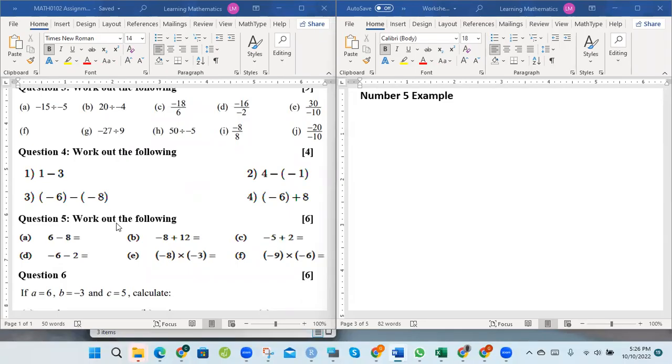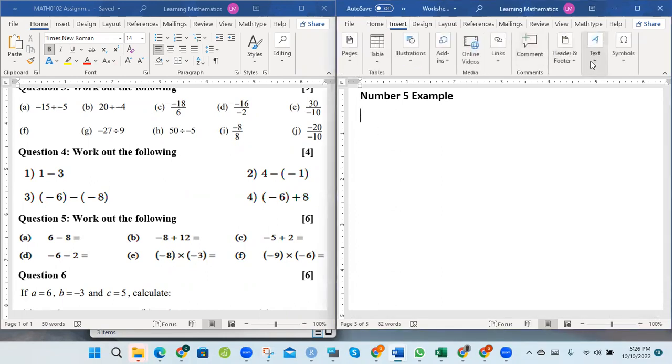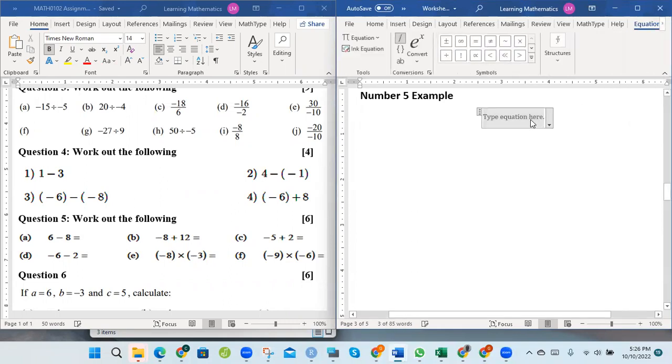Question number 5 says, work out the following. You have a 6, subtract 8. What is going on there? A 6, subtract 8. Before we do 6, subtract 8, let us do a little experiment, because feel free, feel comfortable with that.